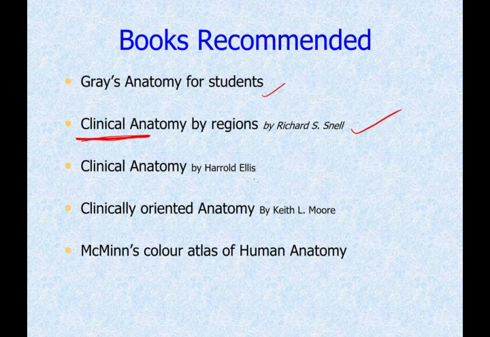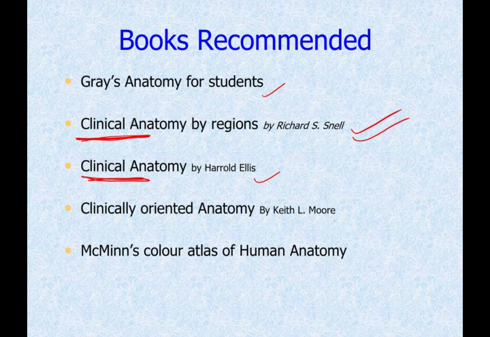Then, if you want just a clinical anatomy only book, you can have Clinical Anatomy by Harold Ellis. But this is a fairly superficial book. It does not have much basic anatomy; it's only clinical material. That's why we recommend Richard Snell's Clinical Anatomy by Regions. It's a combination of an anatomy textbook and clinical anatomy.